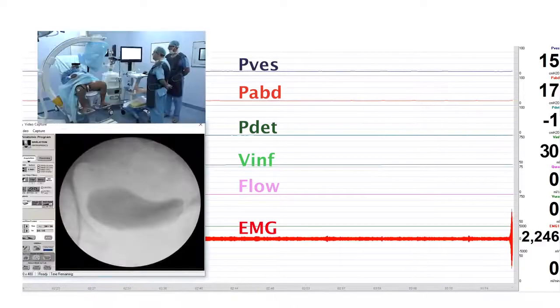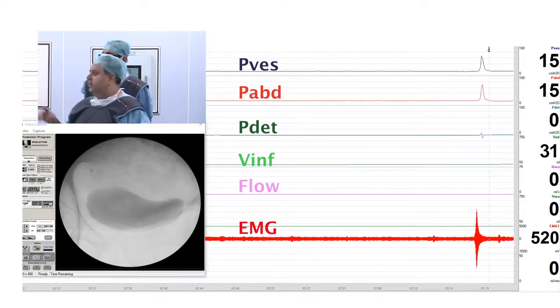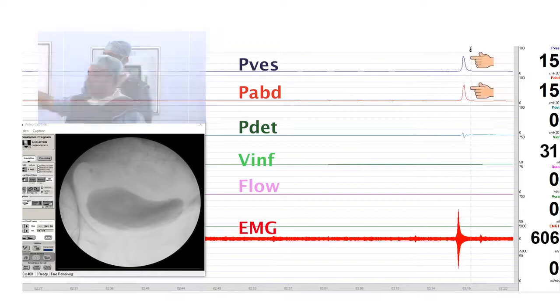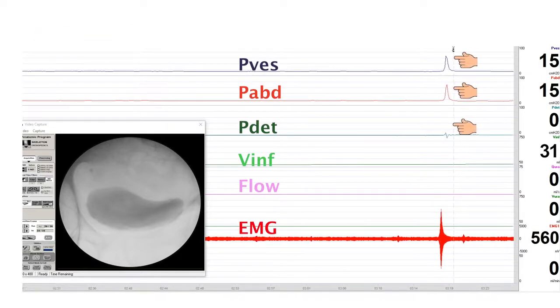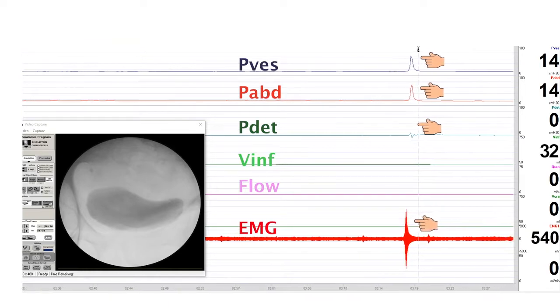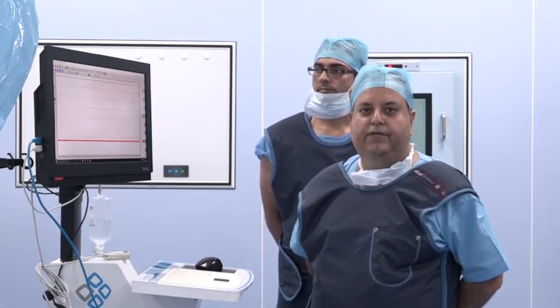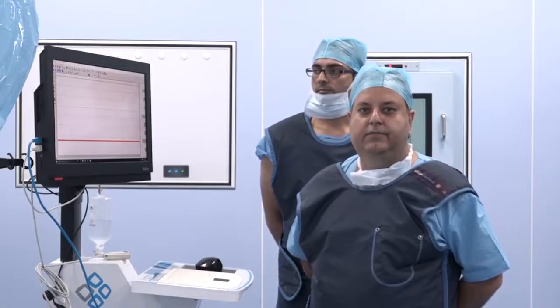Please cough. Vesical pressure and the abdominal pressure are rising synchronously and equally with negligible rise in the detrusor pressure, and the EMG has also shown a spike, so the quality signals are good. We would routinely ask the patient to cough every 50 cc to check for quality signals.